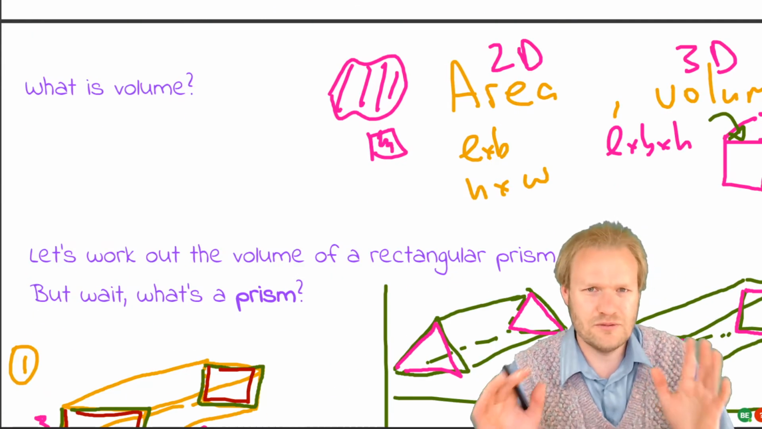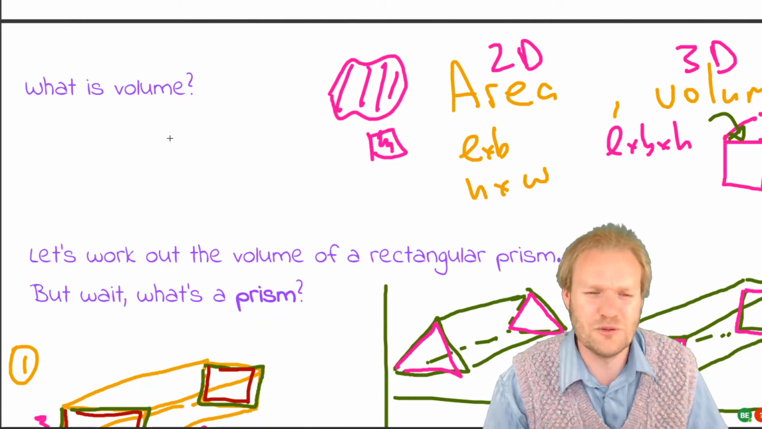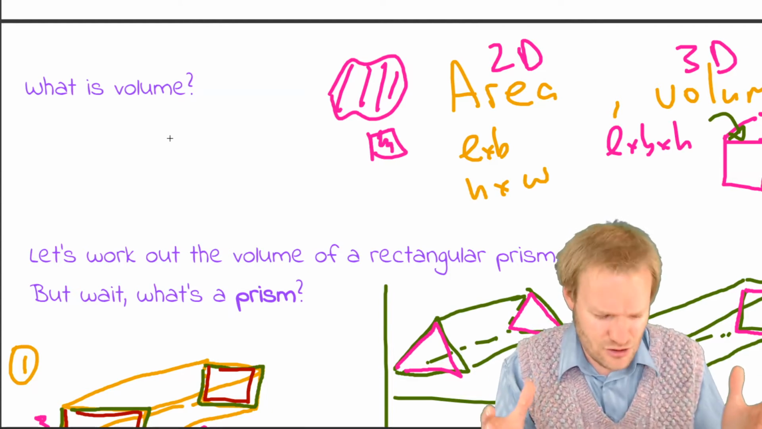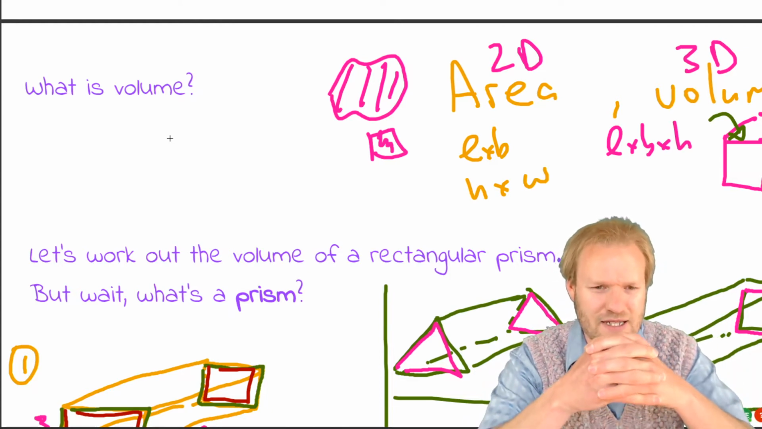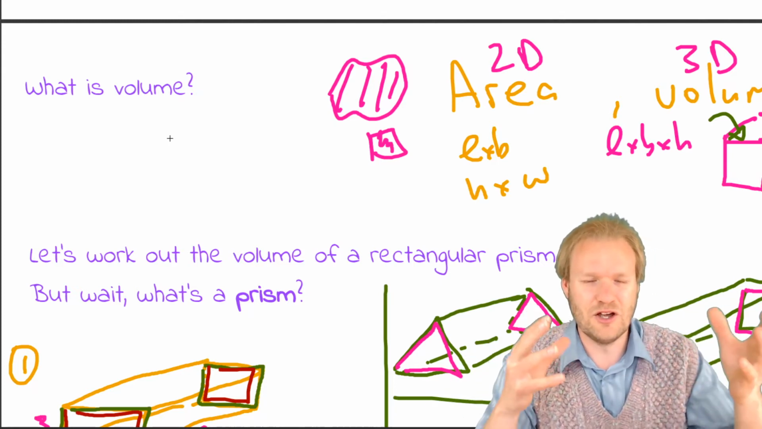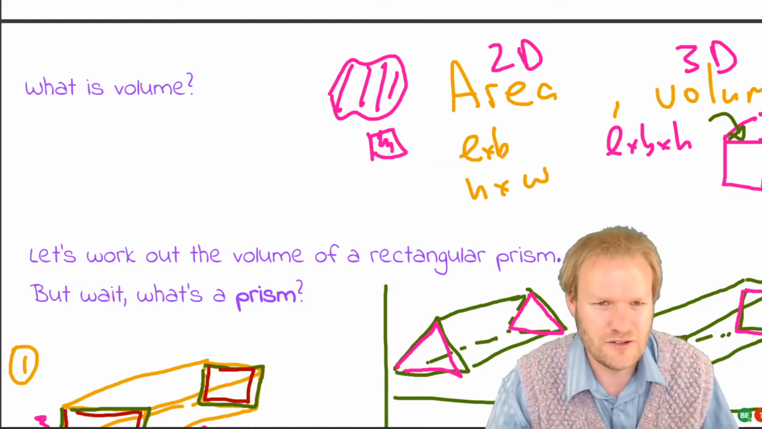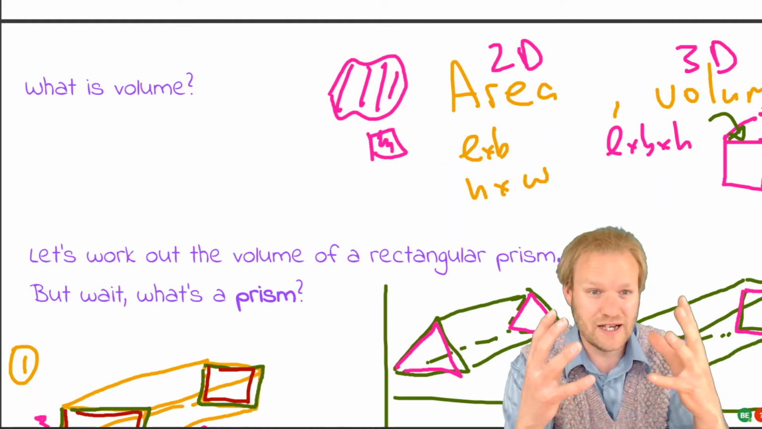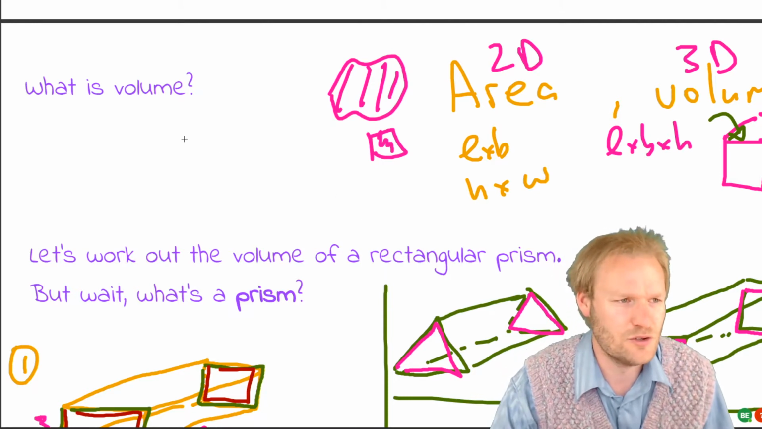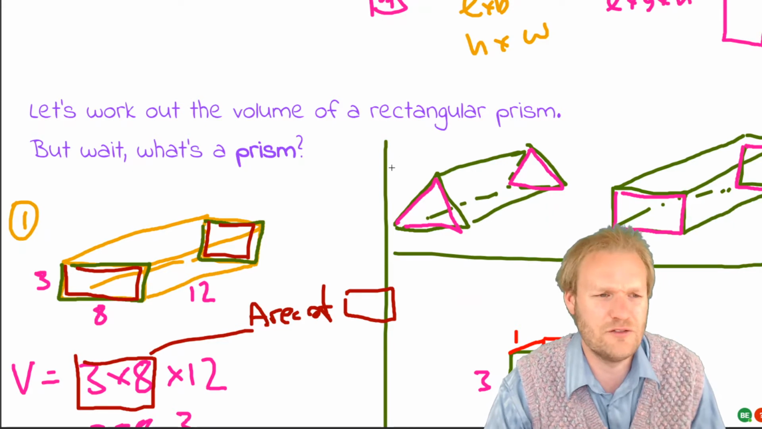Okay, so we saw this idea of volume and asking what is volume, and it's saying how much space something takes up. So whether that's capacity in liters, maybe weight, something like that, but how much, and the fact that volume's kind of a 3D entity and area's just a 2D entity. So we then want to work out the volume of a rectangular prism.